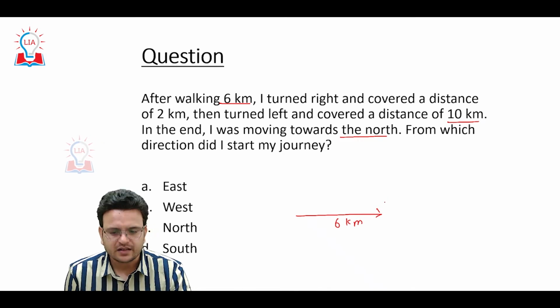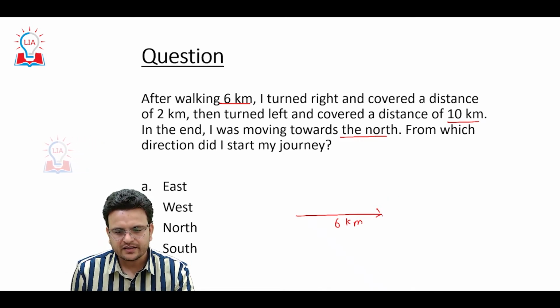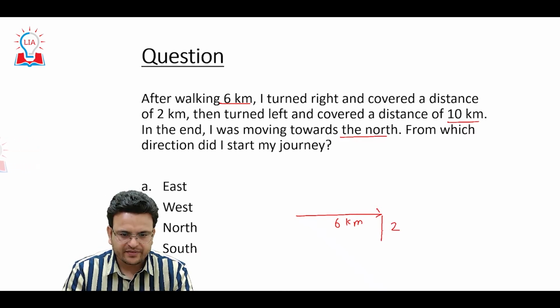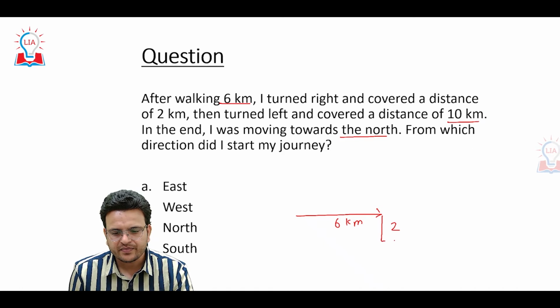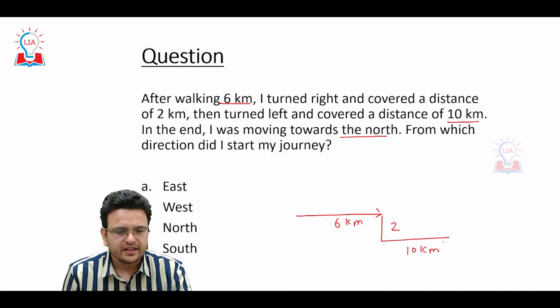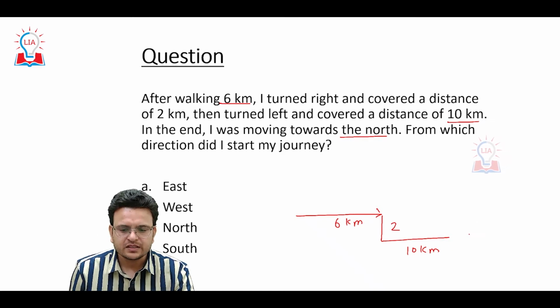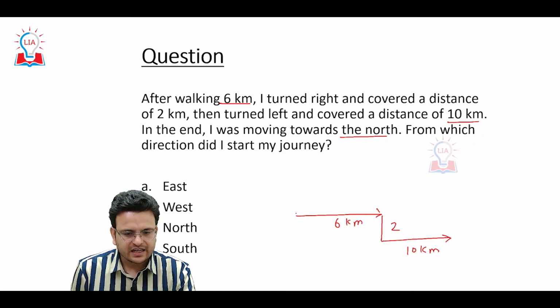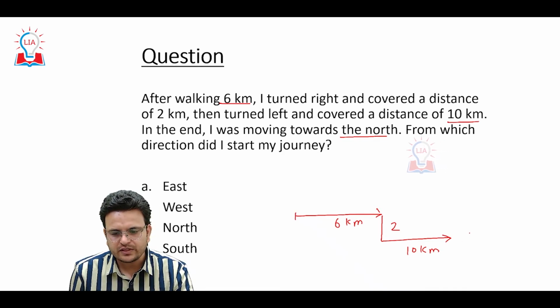I turned right. So right will be this, and covered a distance of 2 kilometer. Then again turned left and covered 10 kilometer. In the end, I was moving toward north. In this diagram, we are moving toward east.